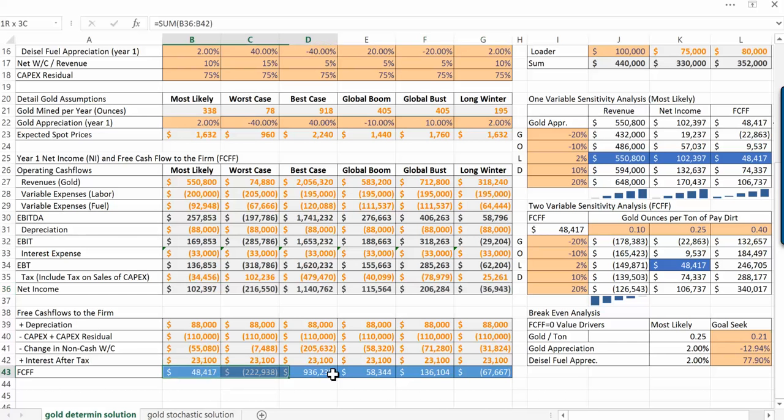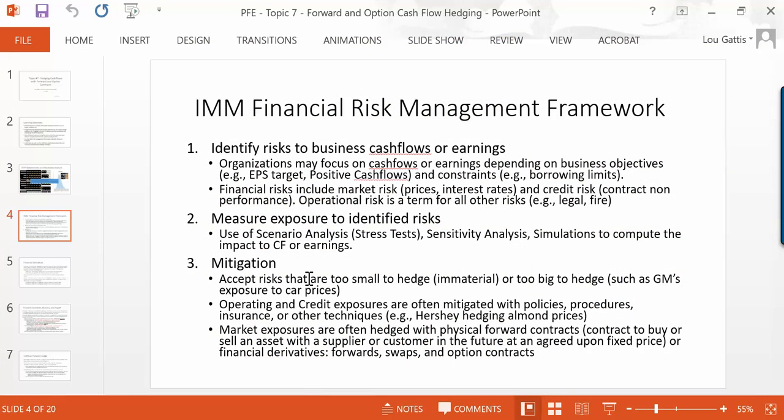And other businesses, especially small businesses, worry a lot about cash flows. If they're negative and they can't make payroll, that could be disruptive. So first you identify whether it's earnings or cash flow, and then you find what risks affect your business. They could be market risks, like the prices of gold and stock prices or interest rates. It could be credit risks, like the default of a supplier. And it could be operational risks, which are any other risks, like legal or fire risk.